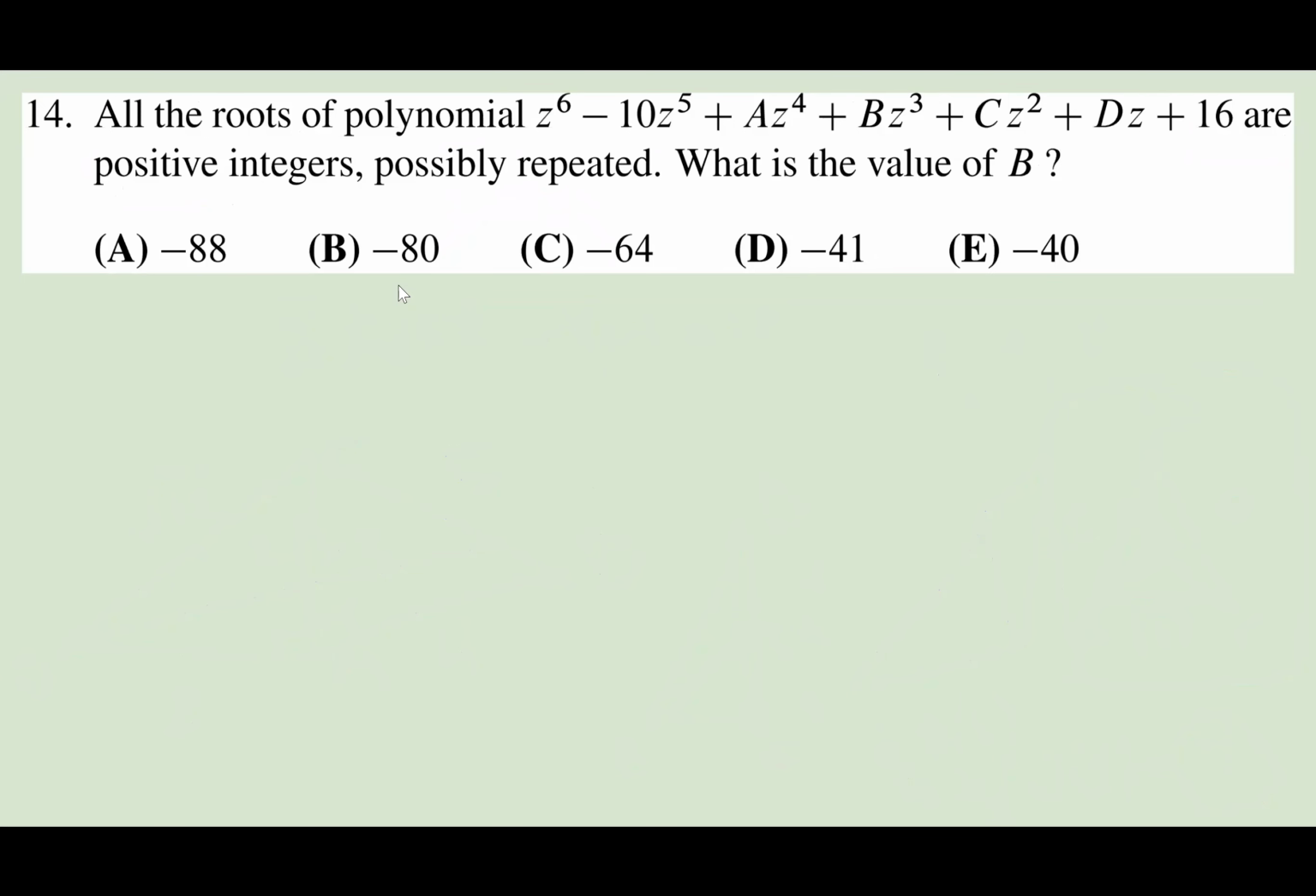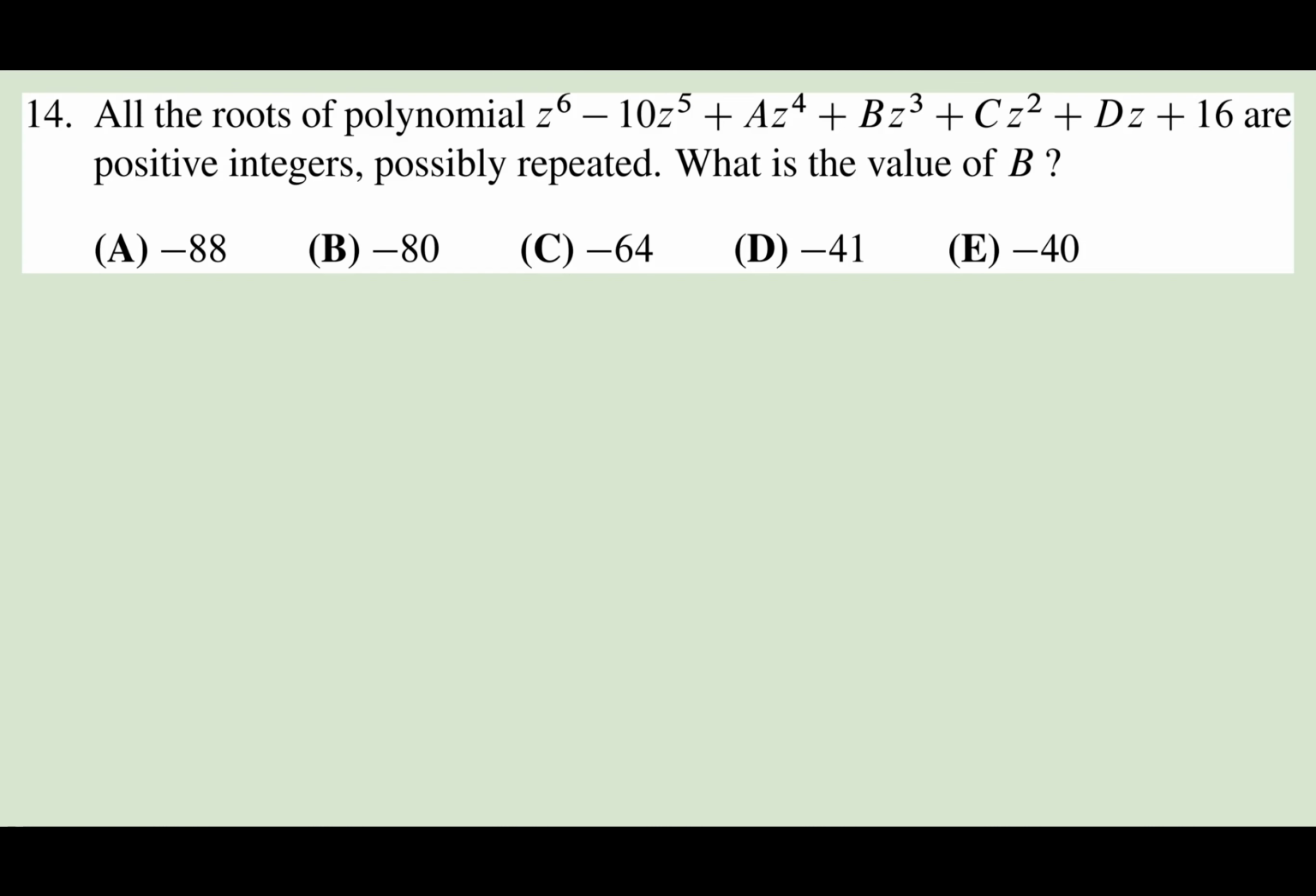14. All the roots of the polynomial z to the 6 minus 10z to the 5 plus az to the 4 plus bz to the 3 plus cz squared plus dz plus 16 are positive integers, possibly repeated. What is the value of b? One of the things you learn, especially in IB math, is that when you're dealing with polynomials, a lot of times you're dealing with the sum of the roots or the product of the roots. Some of them may be imaginary or complex, but in this case, we're told that all of them are positive integers.